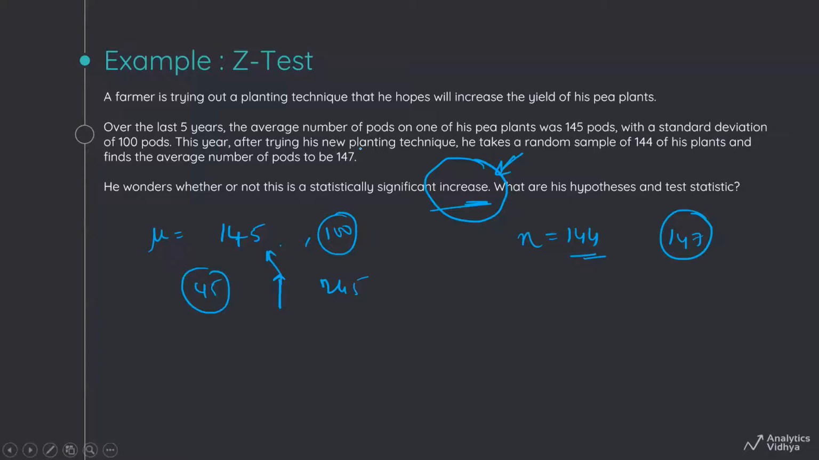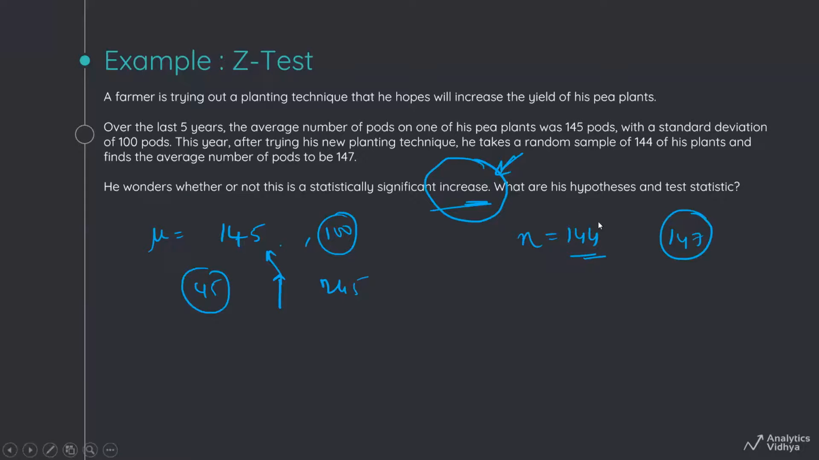Previously, we were trying to look at whether the average score was 1500. We were not trying to see whether it is only less than or only greater than. We were okay with both sides, right? So depending on the question, you select one-tailed or two-tailed, right?